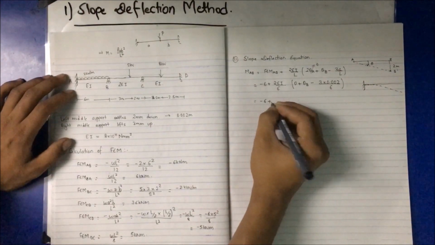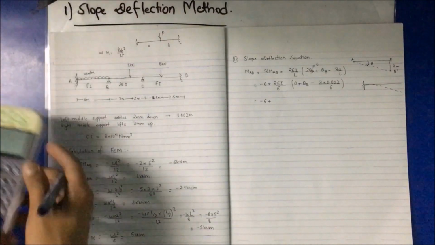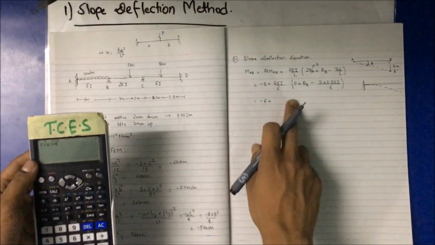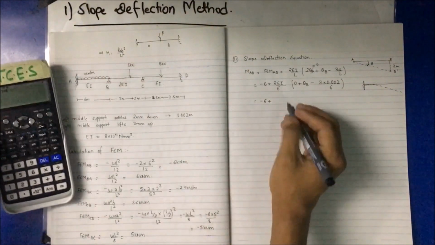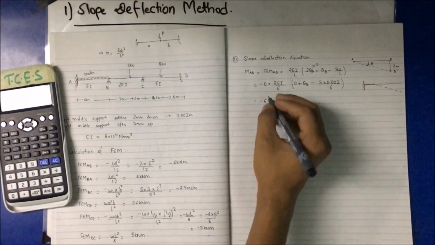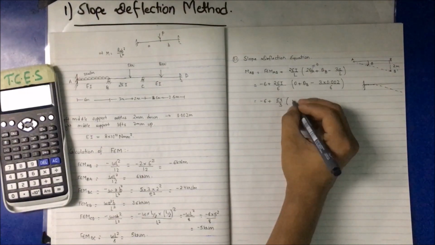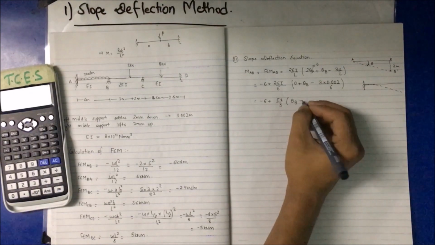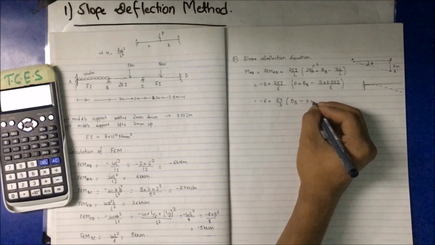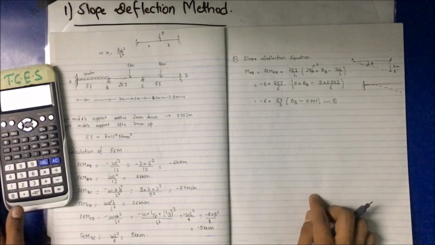minus 6 plus 2EI by 6, 3 theta B minus 3 into 0.002, so we get minus 6 plus EI by 3 theta B minus 0.001, equation number 1.